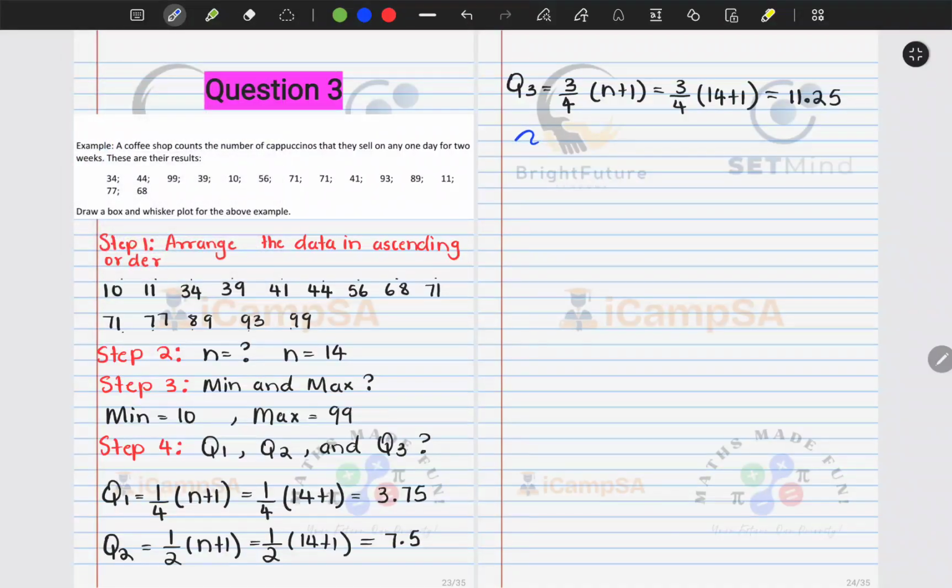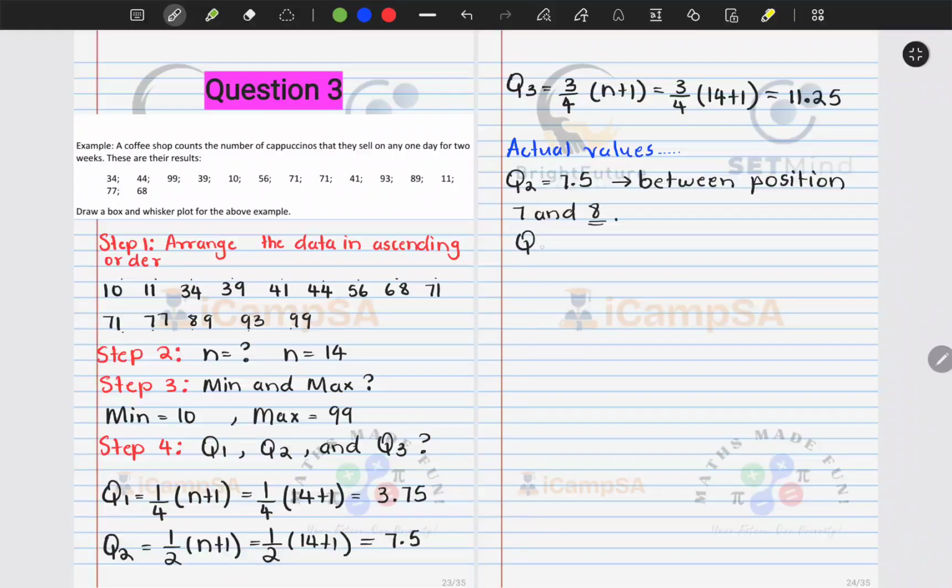So remember that what we were doing is we're actually working on the positions. So now let's have a look at the actual values. Okay. So if we can start with Q2, which we found to be at 7.5. What this means is that Q2 is between, if you observe carefully, position 7 and 8. That is what it means.